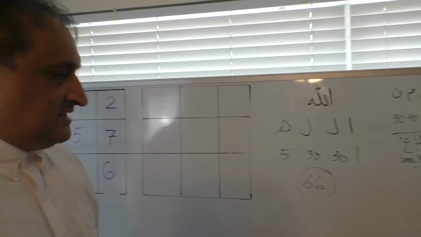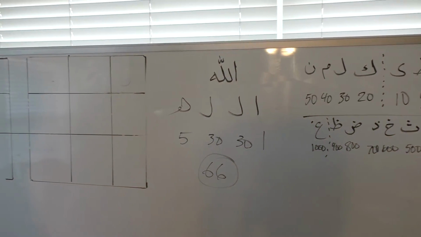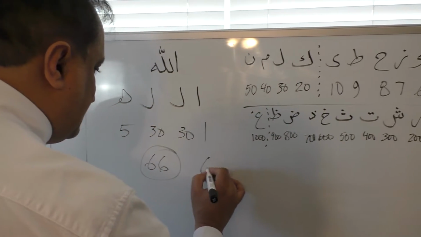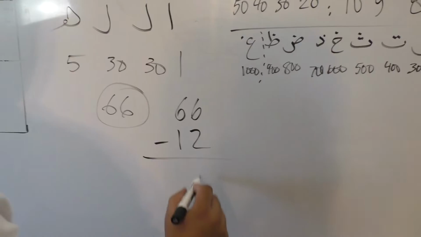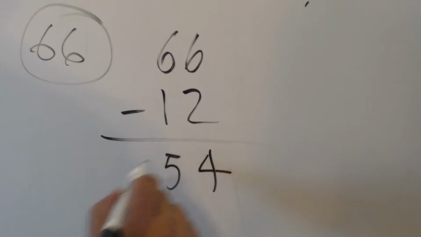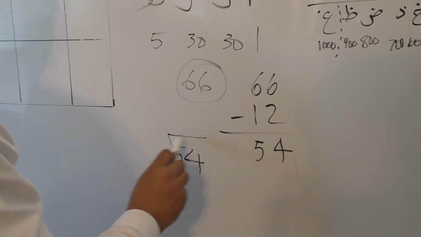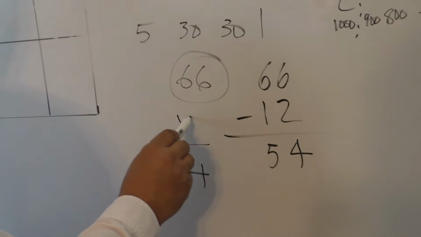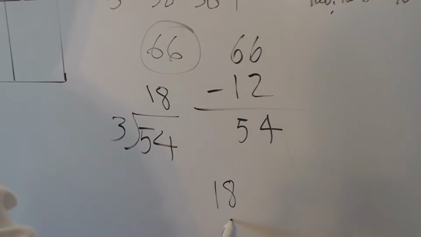So the secret is that with the 3 by 3, you actually have to take whatever number you have and reduce it by 12. Reducing by 12 means you'll have 66, and you'll have 12, and you will subtract it. So you'll get what? 54. Then you divide 54 by 3. What's 54 divided by 3? Well, it's actually 18.